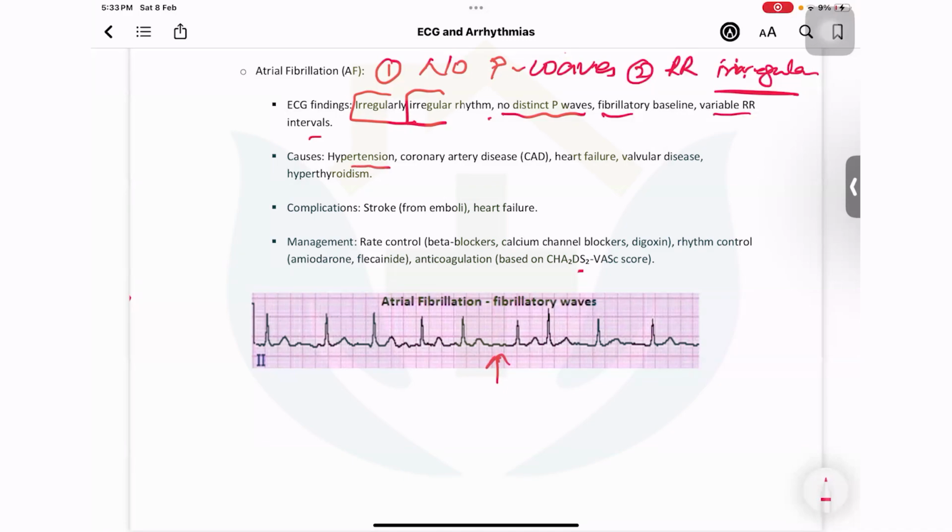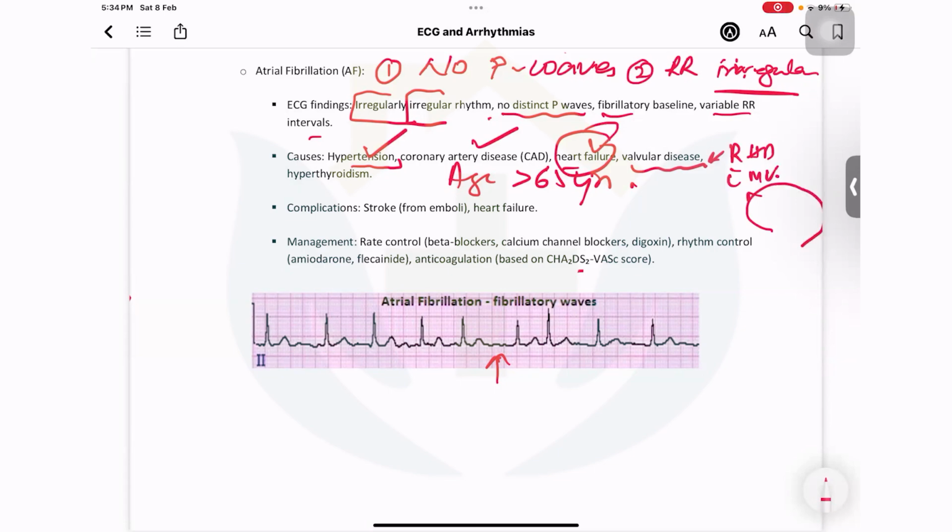Causes are hypertension. The biggest cause is age more than 65. So more than 65 years of age, around 30% of the normal population will have atrial fibrillation. Hypertension, coronary artery disease, heart failure, very important. Valvular heart disease. Which valvular heart disease? Rheumatic heart disease with mitral valve involvement, because this will lead to enlargement of the LA. Hyperthyroidism because of hypermetabolic state.